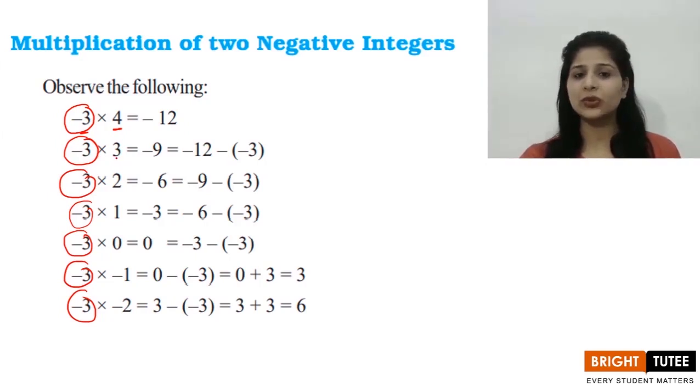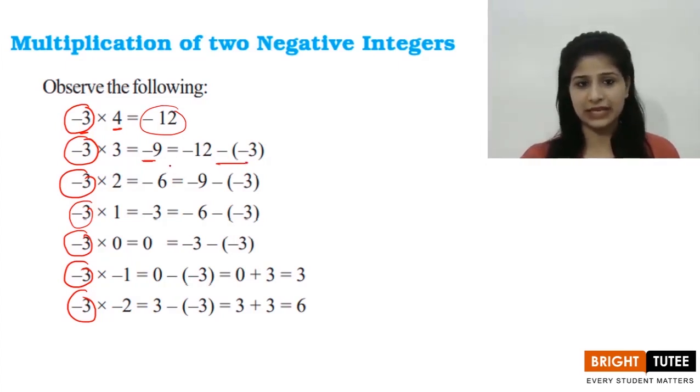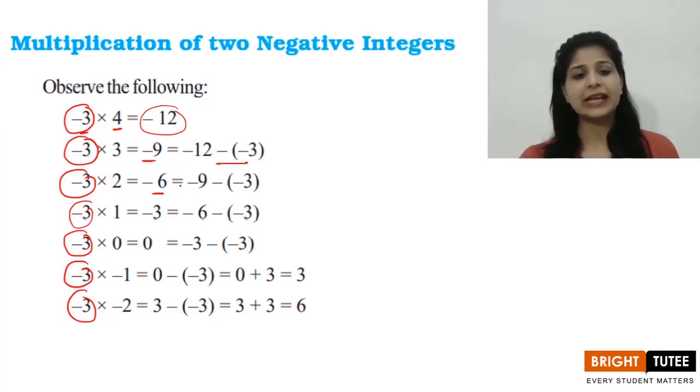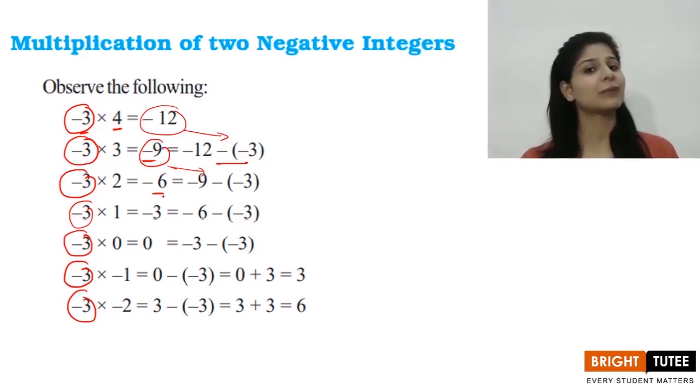Now minus 3 into 3 is minus 9. How do we get minus 9 from minus 12? If I subtract minus 3, I will get minus 9. Similarly, minus 3 into 2 is, students, minus 6. And minus 6, how do we get from this minus 9? Again what we are doing? What we did in the previous stage, we subtracted minus 3. Here also we will subtract minus 3. So every time we are subtracting minus 3, if you observe, then we have here minus 3. Minus 3 into 1 is minus 3.